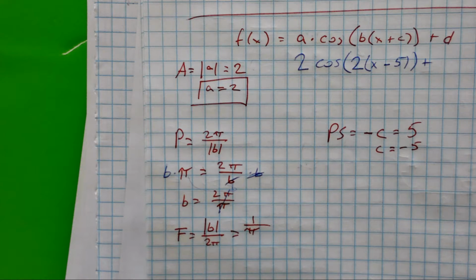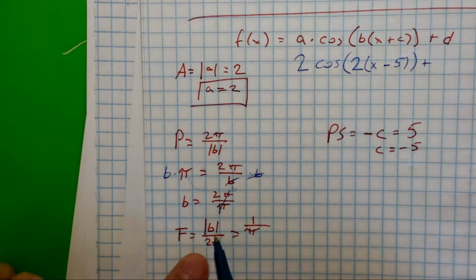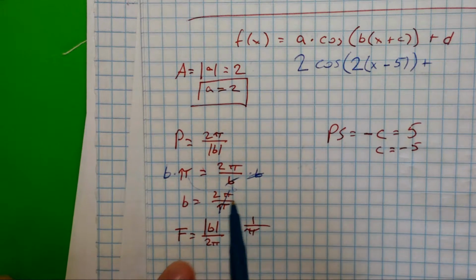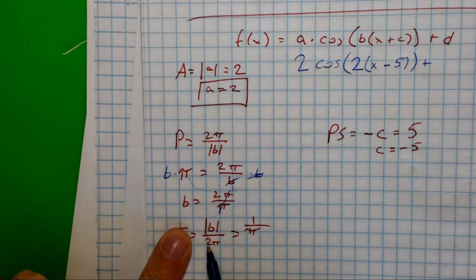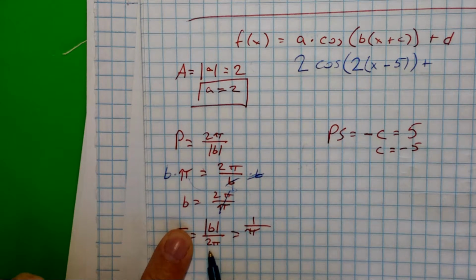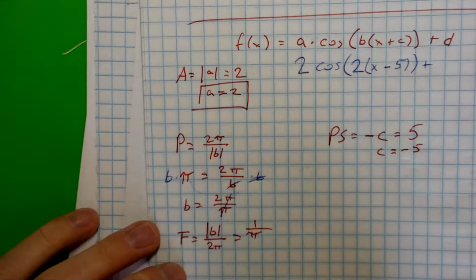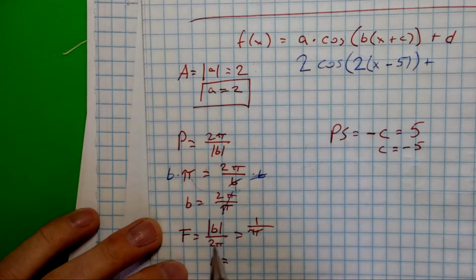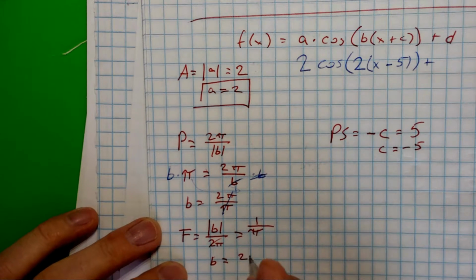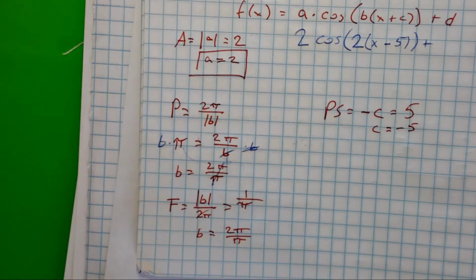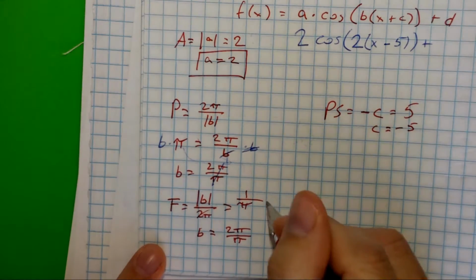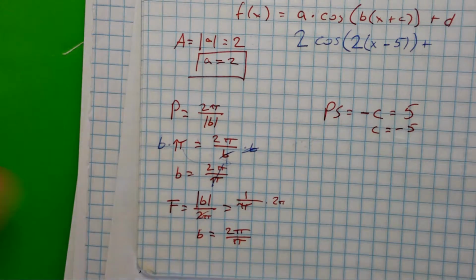So on F, if I wanted to solve for B, if I set up this equation instead of this one, I would multiply both sides. To get B by itself, I'd multiply both sides by 2 pi. All right, so I get B, so I multiply by 2 pi over here, equals 2 pi divided by pi, like that. Okay. Just by multiplying the 2 pi over. And it would multiply on top of it.